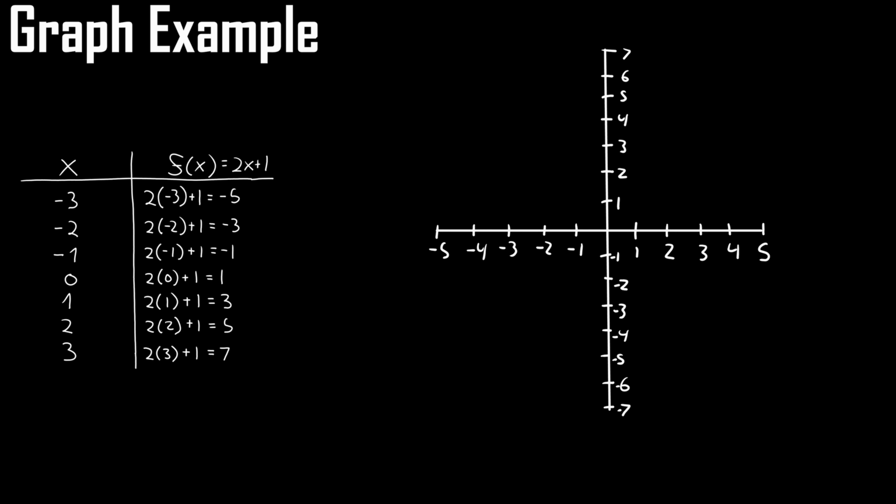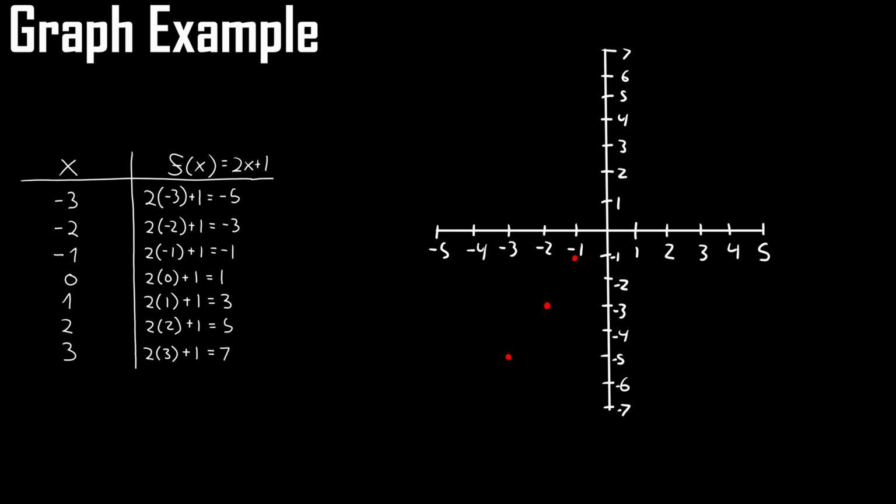Now let's do a graphing example. Graphing f of x equals 2x plus 1 will give us a straight line with a slope 2 and y-intercept 1. So let's graph it. So our first input is -3, and we're going to get -5 as an output. So it'll be right here. Our next input is -2, and that gives us -3. So it'll be right here. Our next input was -1, which gave us -1 as an output.